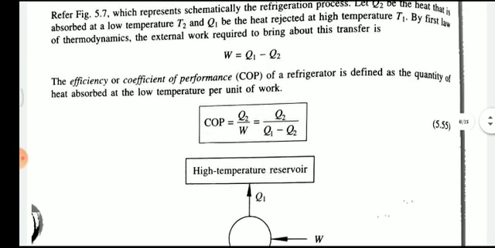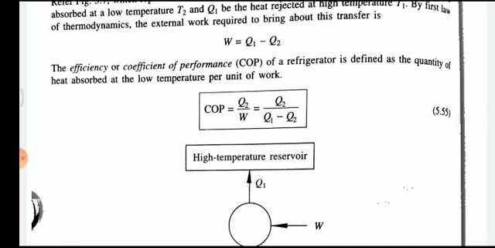Now the efficiency or coefficient of performance for a refrigerator is defined as the quantity of heat absorbed at the low temperature per unit of work. The quantity of heat absorbed is Q2, divided by the work W. So it is Q2 by W, and W is given by Q1 minus Q2.